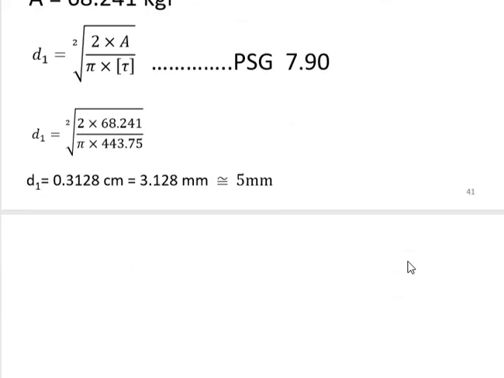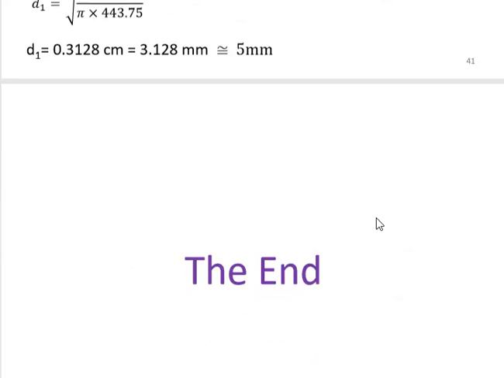Up till this point, we have finished the lever design as well as the problem of the multi-plate clutch.